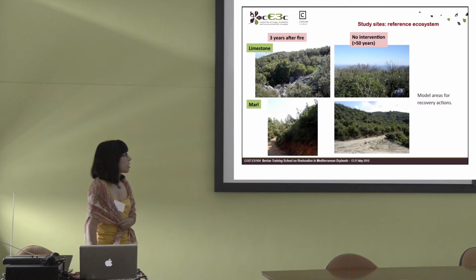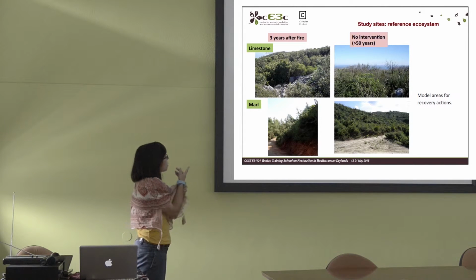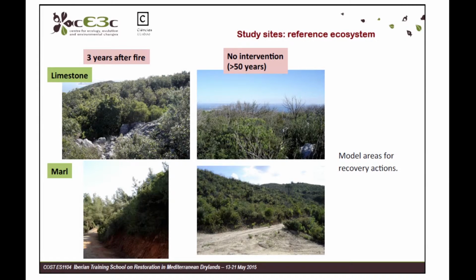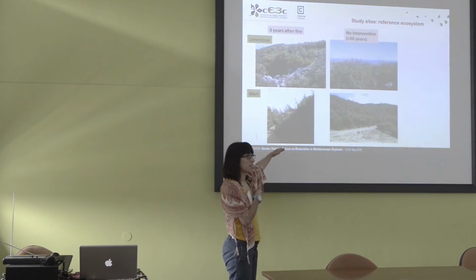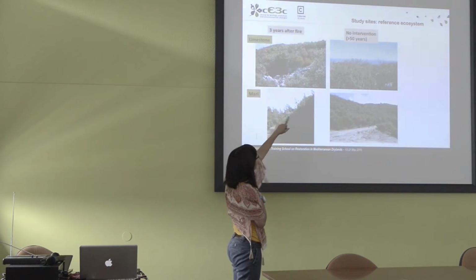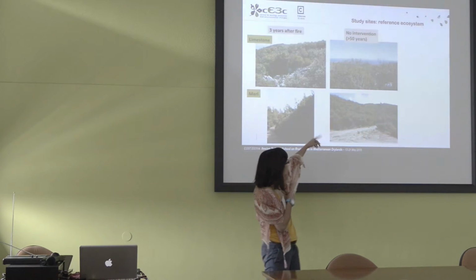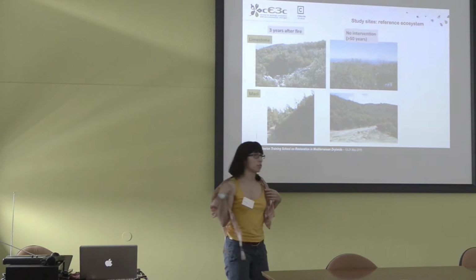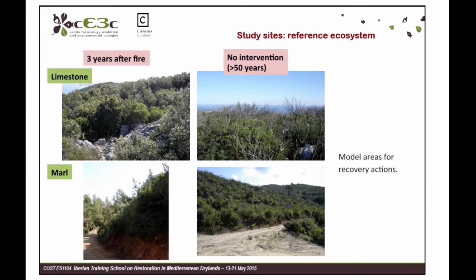Here you have our reference sites, the limestone with the limestone outcrops that Graça was telling you about, and the marl. You can't see it very well because it's too dark, but the type of vegetation is the same as the limestone, but without the outcrops. These ones are the reference sites with no intervention for 50 years. The label is wrong. And these ones are the sites that burned in 2004. You can see that the vegetation after only 3 years is well developed.